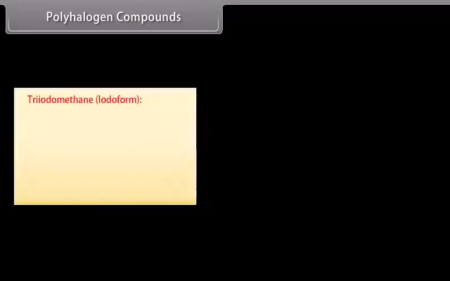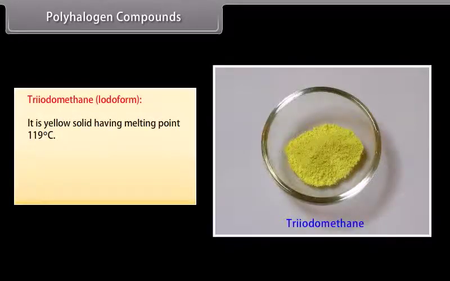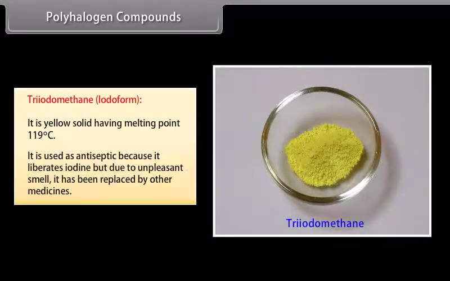Polyhalogen compounds. Triiodomethane, iodoform. It is a yellow solid having a melting point of 119 degrees Celsius. It is used as an antiseptic because it liberates iodine, but due to its unpleasant smell, it has been replaced by other medicines.